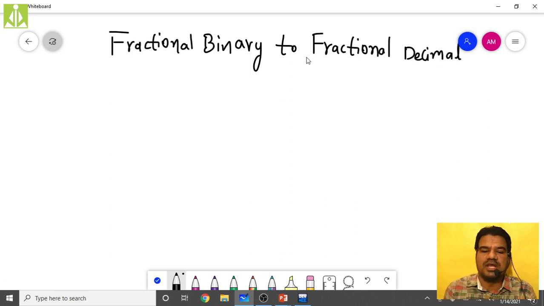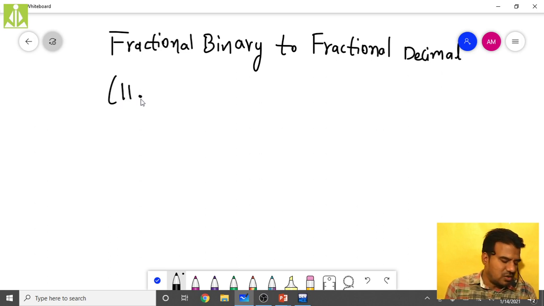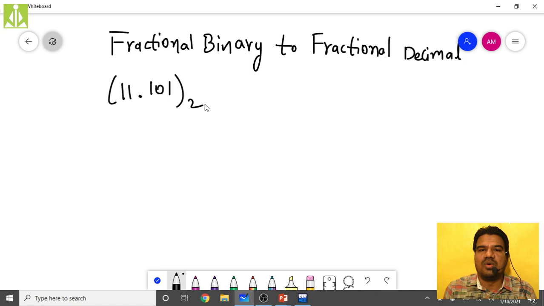Let us take one simple example. You can take more complicated numbers and practice. For understanding of the logic, I am giving one simple number here. Let us say the given number is 11.101 to the base 2. What number have they given? 11 decimal point 101, in binary form.